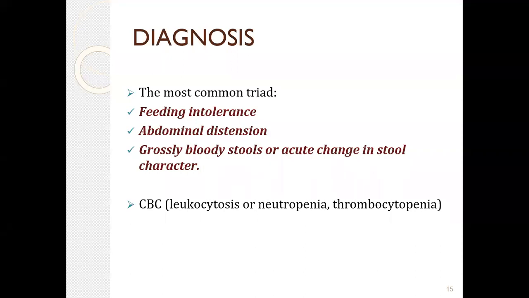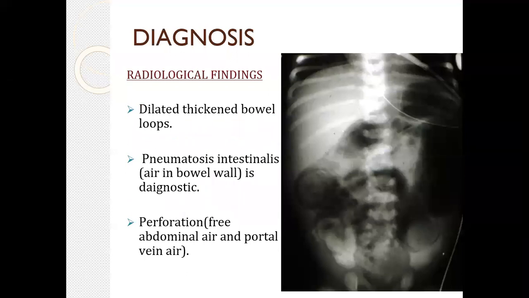On supportive grounds, you can go for the CBC, where there will be raised or decreased neutrophil count. As I told you in my previous sepsis lecture, you will go for the absolute neutrophil count, in which there will be neutropenia or neutrophilia, and there will be thrombocytopenia as well. Here you can see the radiological findings, in which there are dilated, thickened bowel loops. There is pneumatosis intestinalis, in which you can see a thin layer of gas in between two layers of the intestine. That is called pneumatosis intestinalis.